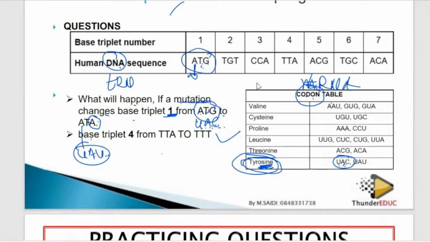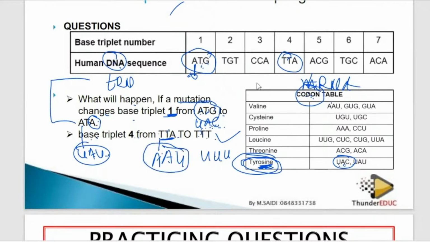Then, what about base triplet number 4? So this is the first instance. The second instance: what will happen to a protein if base triplet number 4, ATA, is changed to ATT? ATA, I have to convert it because the DNA needs to be in messenger RNA. ATA is going to be: T goes with A, U. And then this one is going to be U. So now I say that this will change into this. This will code for this, and this will code for this. Cool. That's point number 1.